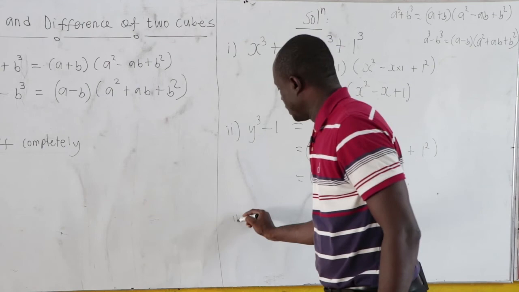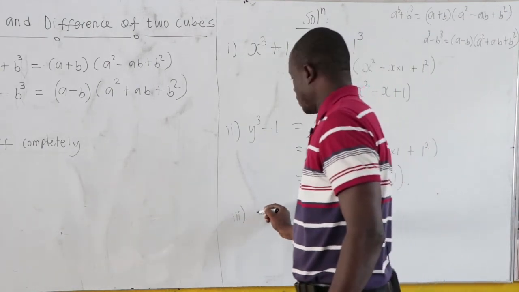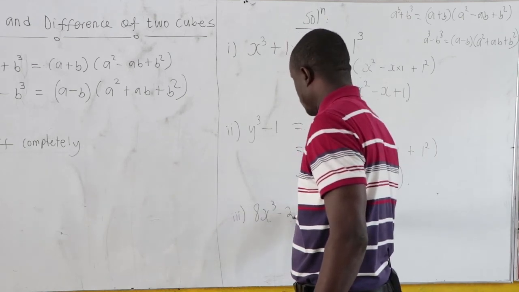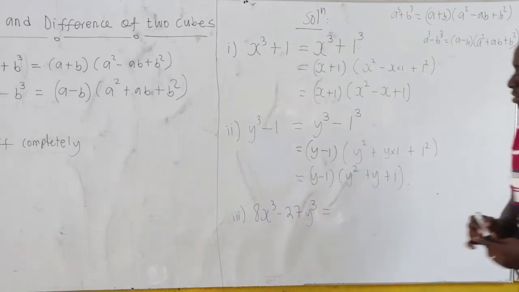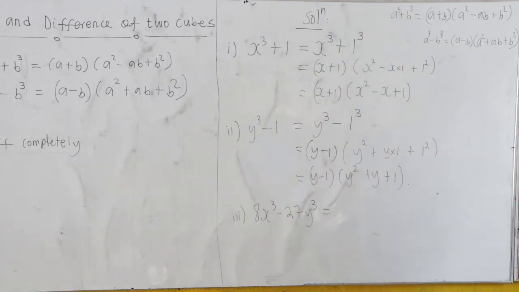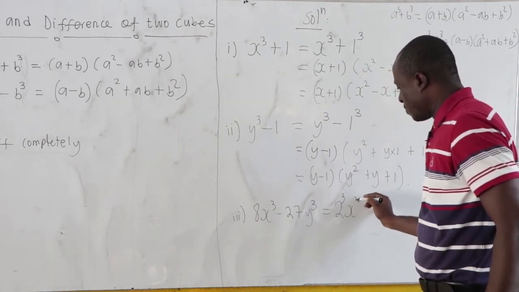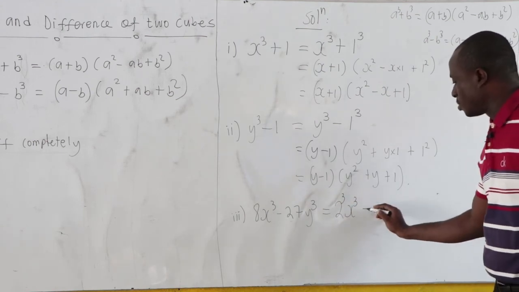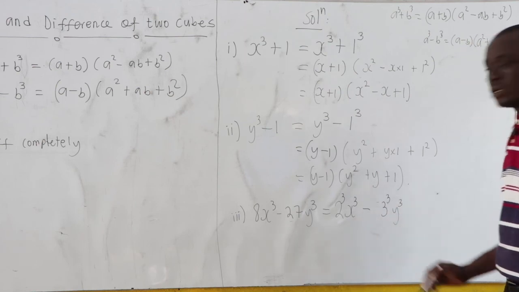Now let's see the third one. The third one we have 8x cubed minus 27y cubed. Now 8, how can we change 8 to have a power of 3? Yes. So we have 2 to the power of 3, x to the power of 3. Now 27, we can change it to 3 to the power of 3, y to the power of 3.